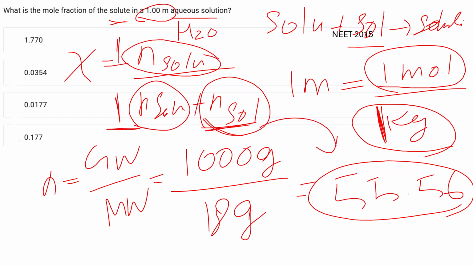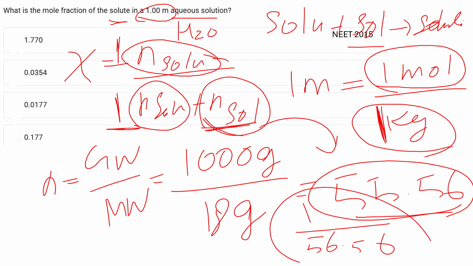If we add this, here it is 1, and here it is 55.56. Then the denominator, 1 plus 55.56, is nothing but 56.56. In the numerator that is 1. So 1 divided by 56.56 is the mole fraction. It is nearly 0.0177. This is the answer. This is a very simple question.